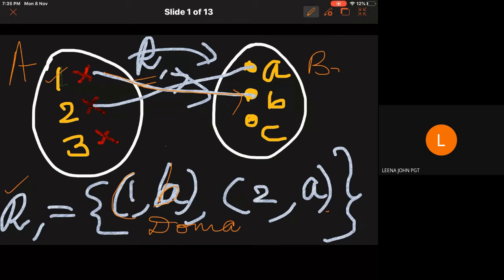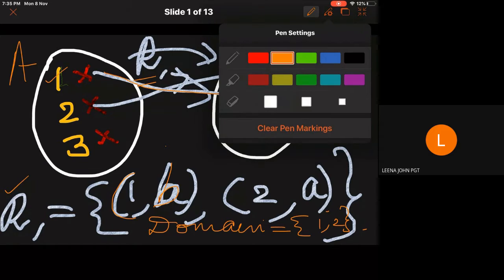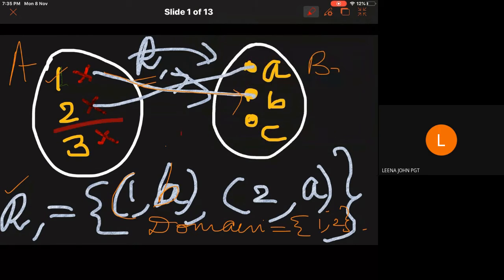Domain is equal to the set of all first elements, that is the set {1, 2}. And the speciality of the elements of A is that not every element has an image. The element B does not have any image. So the element C has no image.